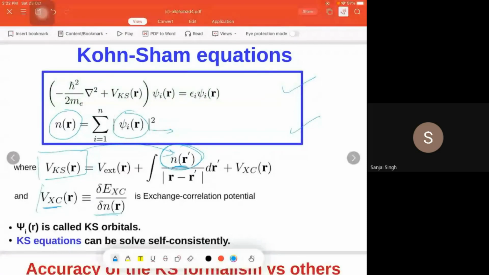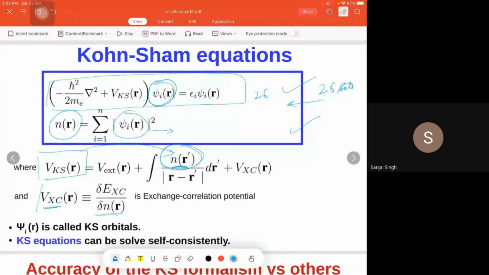It means that let's say we are dealing with the iron atom. In that case, we will have 26 electrons, so you will have a set of 26 such equations, one for each electron. That's what I mean by single electron wave function. So before I can solve this equation, I must know this beforehand.